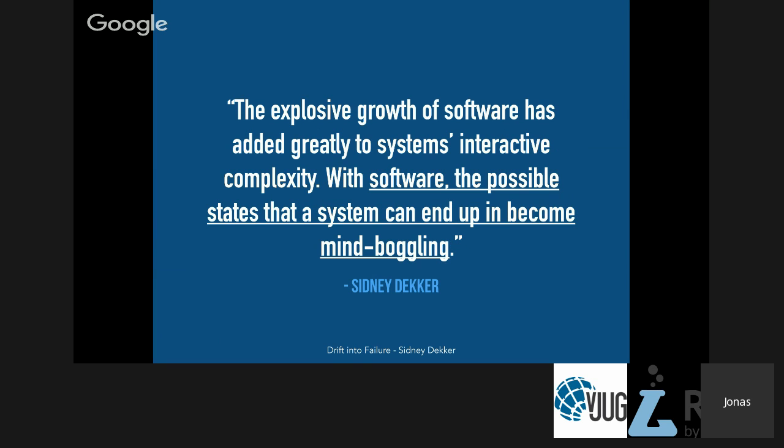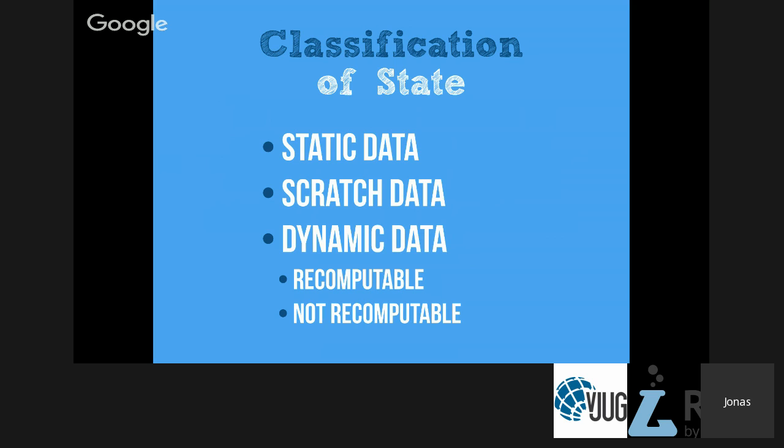And Sidney Dekker also said in the Drift into Failure book, a great book I really encourage you to read, that the explosive growth of software has added greatly to systems' interactive complexity. With software, the possible states of a system can become mind-boggling. And really, I think it's true. In my experience, almost all failures relate to some sort of state.